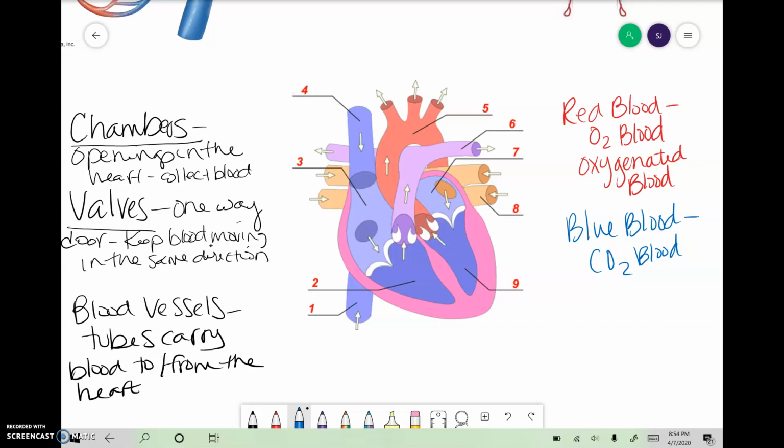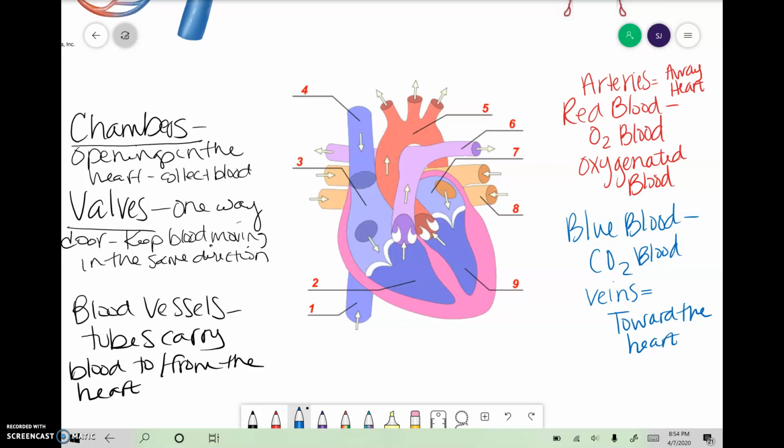Okay, so as you go through parts of the heart and parts of the blood vessels, if it is red, it is carrying oxygenated blood. These are also called arteries, and arteries carry blood away from the heart. And if you see blue blood, which is carbon dioxide rich blood, those are in veins, and veins carry blood toward the heart.